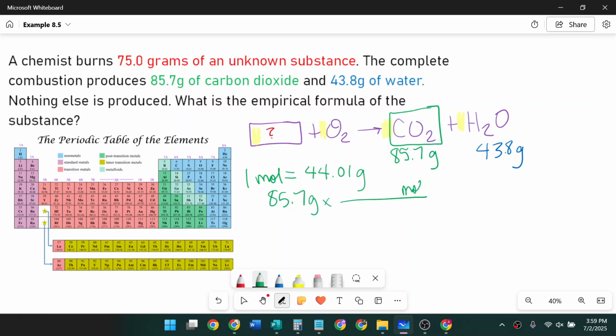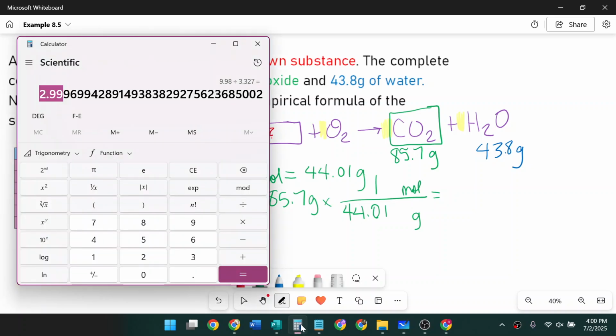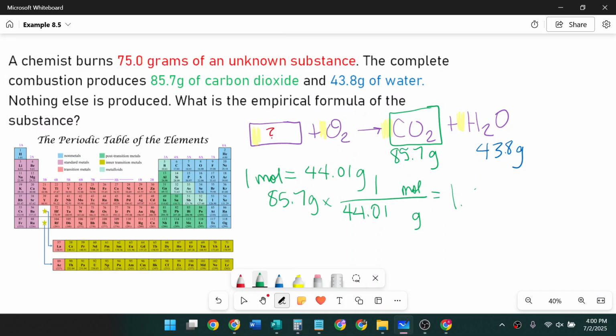If we're going to convert the carbon dioxide, we start with the grams that we're given, and then we set up our conversion relationship. When we divide, I suppose I should show you that part, I was going to just skip straight to the answer. We start with 85.7 divided by 44.01. We have to limit it to 3 significant digits, so that's 1.95. So we have 1.95 moles of carbon dioxide, and that's carbon dioxide as a set or as a whole molecule.